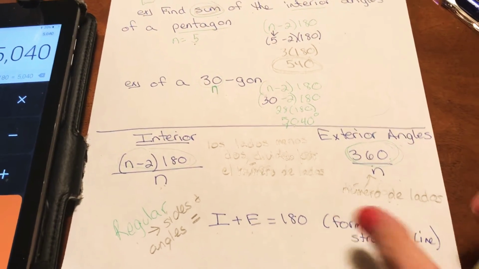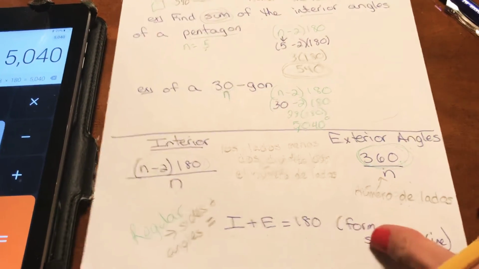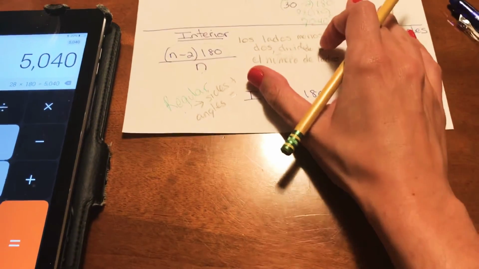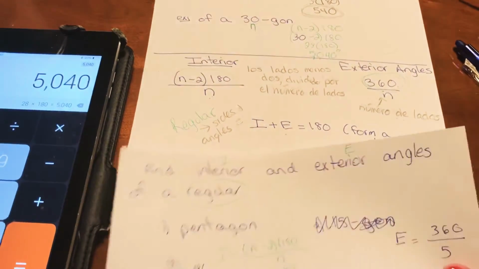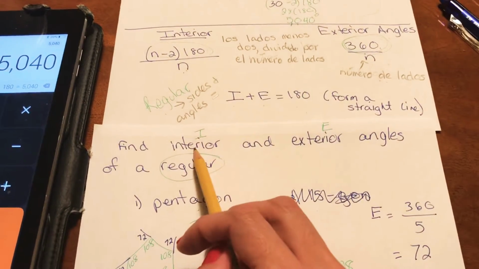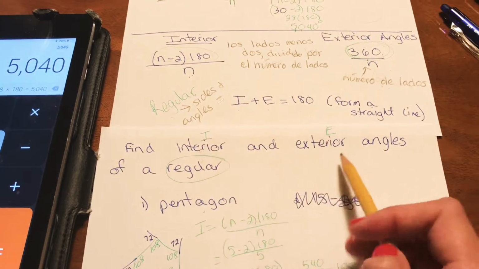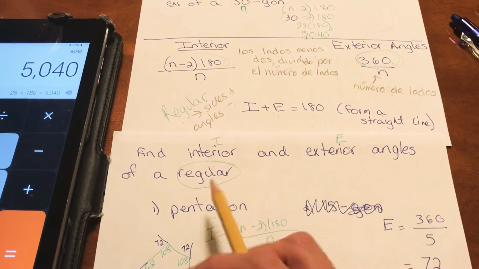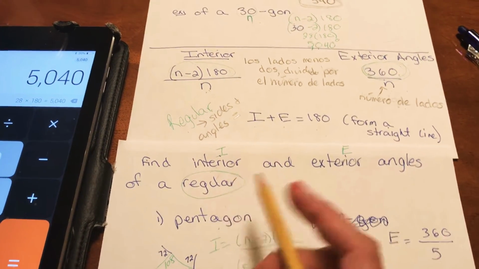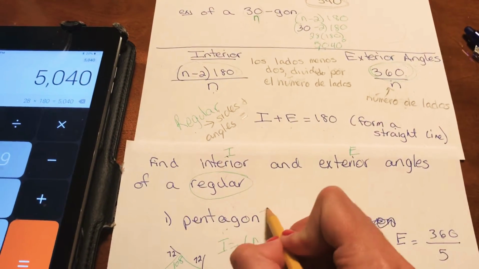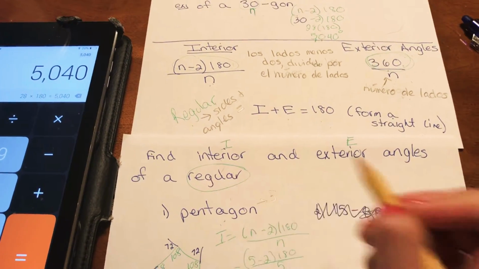So now we'll look at 2 examples on finding the interior and exterior angles of a polygon. Those are our formulas, so we'll keep those handy. The first direction says to find the interior. I always call that I, and the exterior, that is going to be E, and I know that it's a regular polygon. We have a pentagon, so a pentagon has 5 sides.